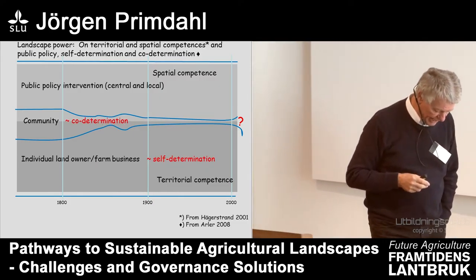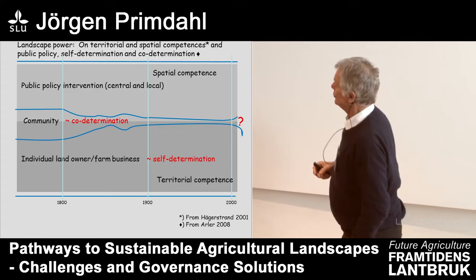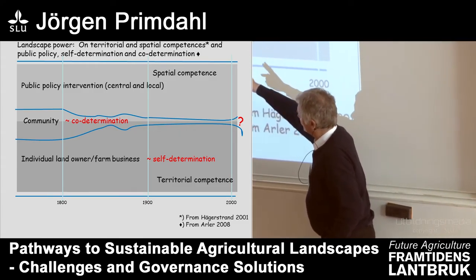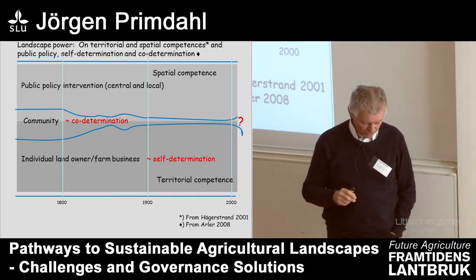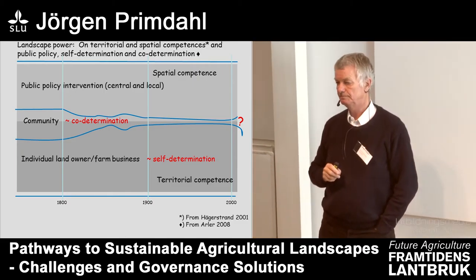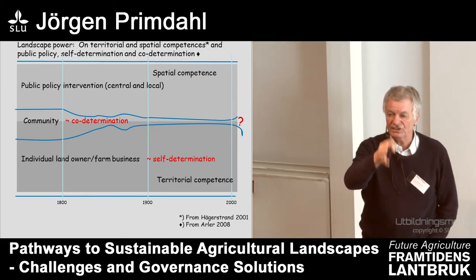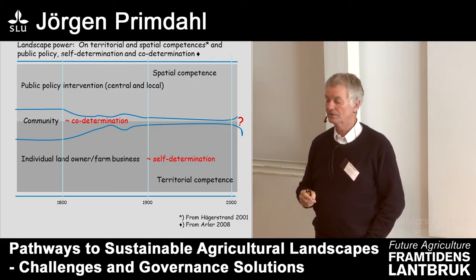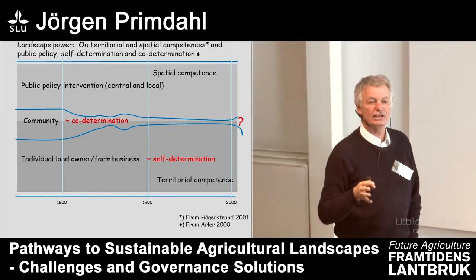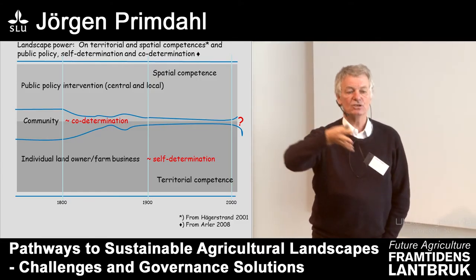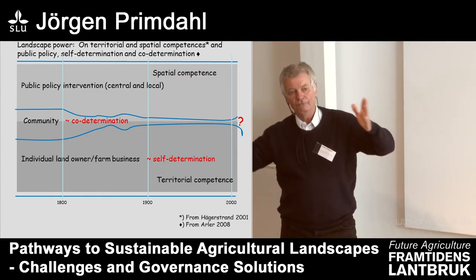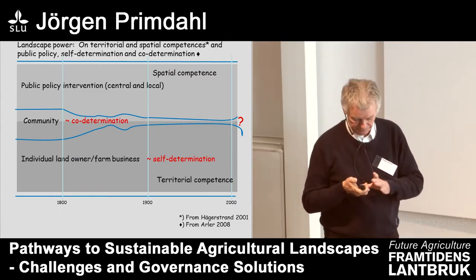If we think about what kind of motivations are included here, you can say that the motivation for the individual landowner, the individual farm business, is self-determination, of course. We're doing this because we think this is good for us. The motivation for the community is co-determination. We're doing this together because we think we will gain as a whole, we will gain by working together.